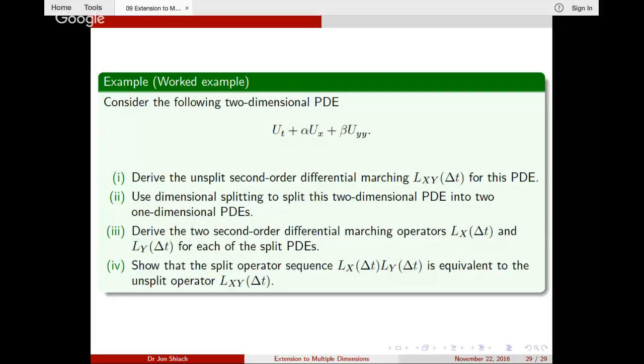Okay, so Lx, that's the operator for what we're doing in the x direction. Ly is what we're doing in the y direction. If we combine those two, they should be the same as Lxy, which we did over the page. We've got to show that because you can't go ahead and use a split scheme unless you know you're getting the same as an unsplit scheme. You're just wasting your time.